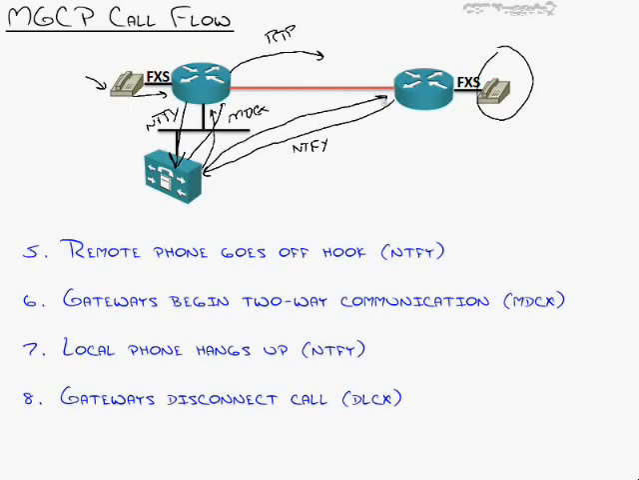DLCX, delete connection. Disconnect the connection on both the local and the remote router. They both receive that. Send an acknowledgement back saying, ACK, call is dead, and the call goes into a disconnected state. And that's where you have the bandwidth stop being sent, the call is terminated between the routers.